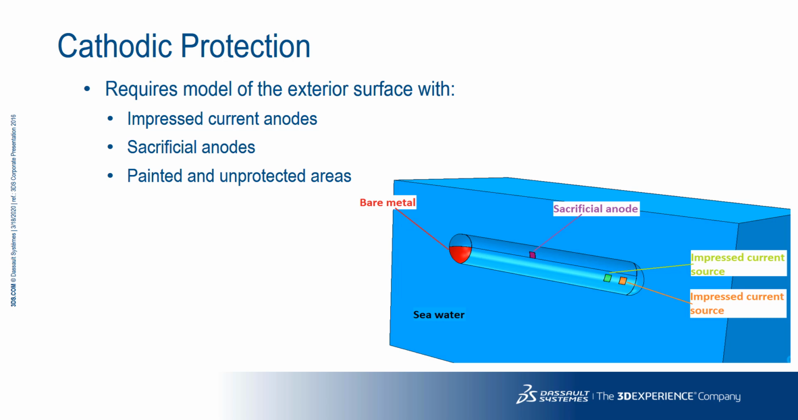Cathodic protection simulation requires a model of the exterior surface of the vessel, including impressed current anodes, sacrificial anodes, and both painted and unprotected areas. The volume of the sea and seabed surrounding the vessel is meshed with finite elements and material conductivity is specified. We then solve Laplace's equation for current flow in the sea.